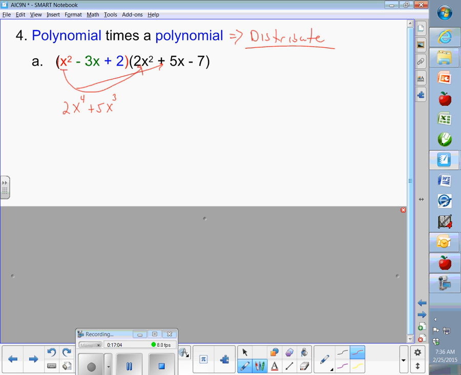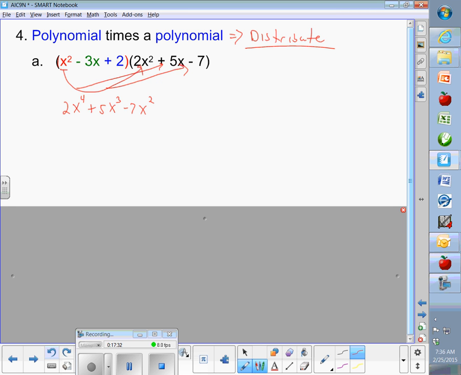Make sure you keep your positive signs because it keeps things in order. Okay, that's a positive 5x cubed. X squared times x, x cubed. All right, be careful. All right, third distribution. X squared times negative 7 is a negative 7x squared.